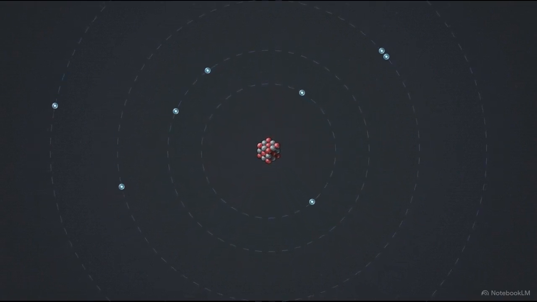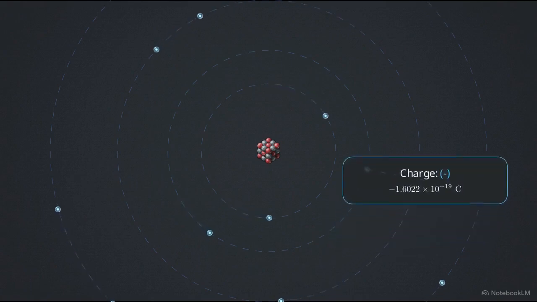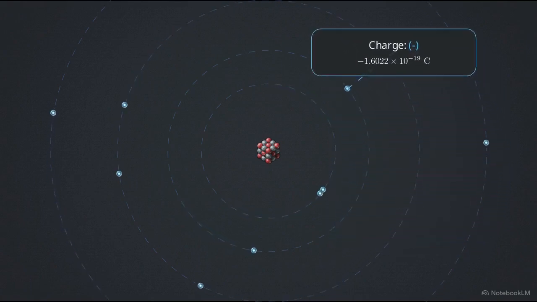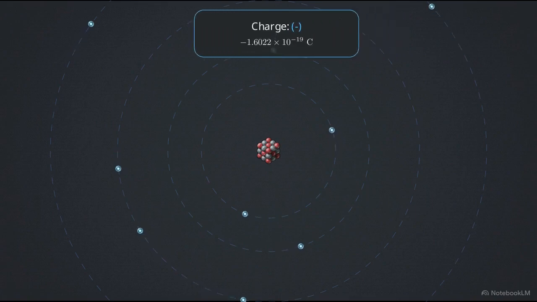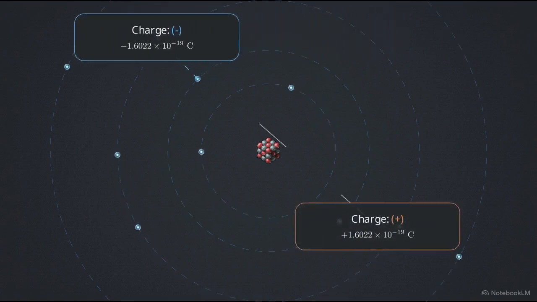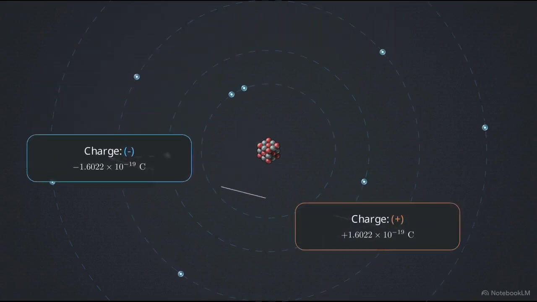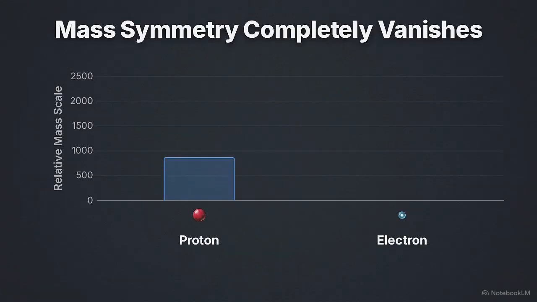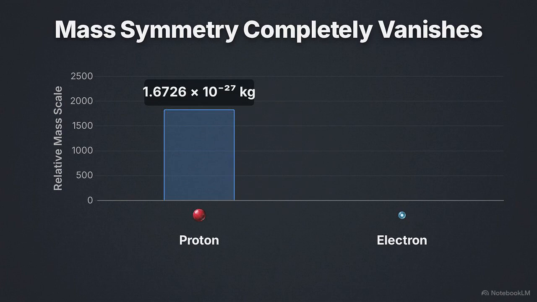Rapidly pulling back from that dense core reveals a severe shift in scale. Out in the vast empty perimeter of the atom, tiny dots continuously race along orbital paths. These are electrons. They carry an exact negative charge of 1.6022 times 10 to the negative 19th coulomb. This creates a perfect mathematical symmetry with the proton's positive charge. Looking at this chart, you can see that symmetry vanishes when we measure physical mass. An electron weighs an incredibly small 9.11 times 10 to the negative 31st kilograms.